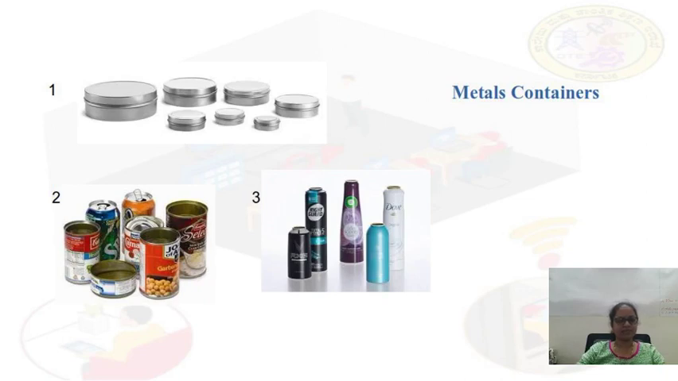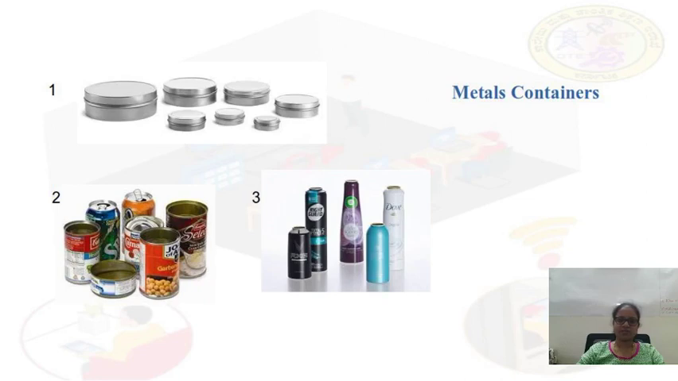Next is picture number 2. Here metal containers are also used to pack beverages, soft beverages, and are also mostly used in canning of foods and canning of vegetables. Oils are also packed in metal containers. This type of metal container is light in weight, gives very good tamper proof, pilfer proof, and is easily dispensable and easily disposable.